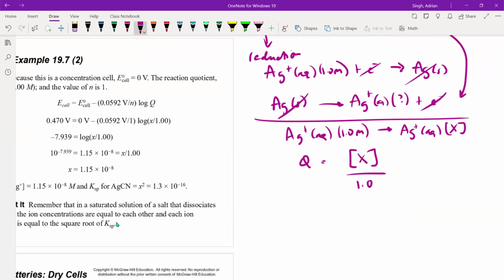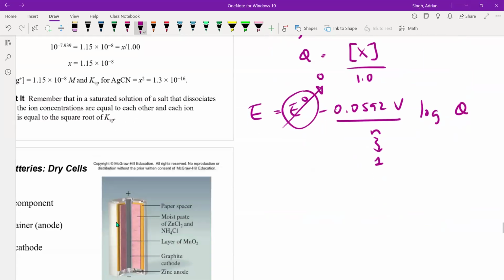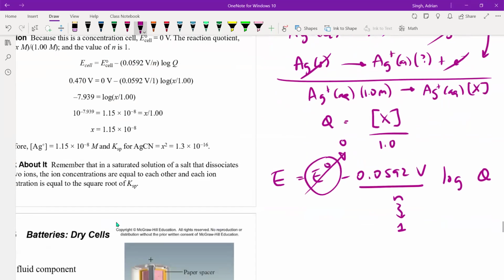Okay, so we have our Q. We know that E standard of the cell is going to be equal to 0. We can simplify, as we mentioned before, the Nernst equation. So we have E is equal to E naught, standard conditions, minus 0.0592 volts over N times log of Q that we have. We know N, the number of electrons, is going to be 1. E naught of the cell for a concentration cell is 0.